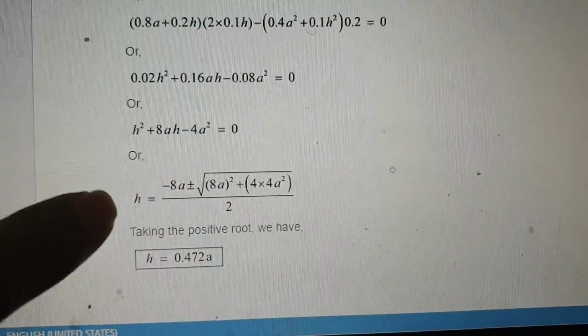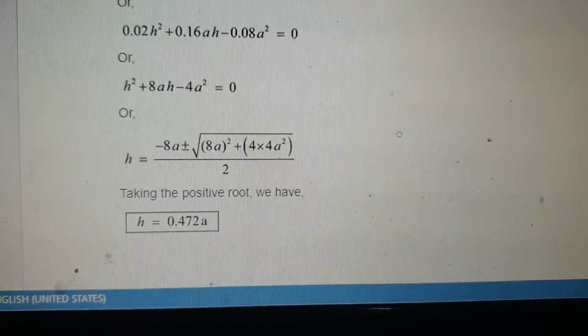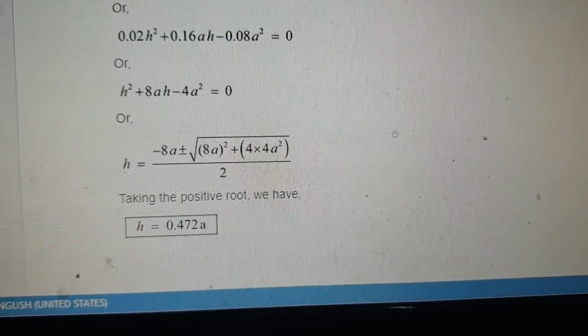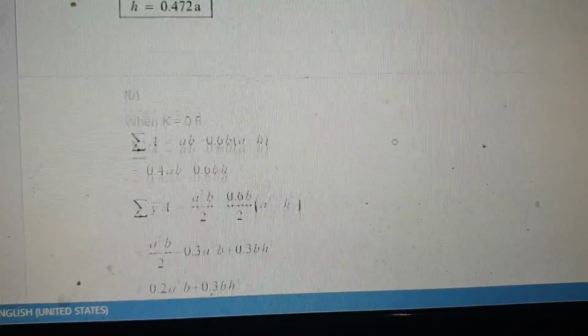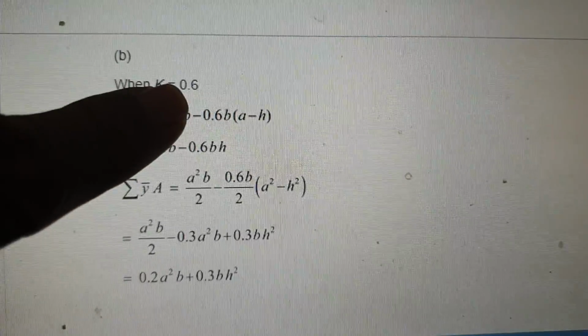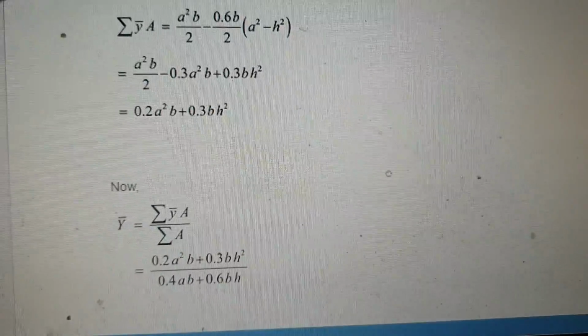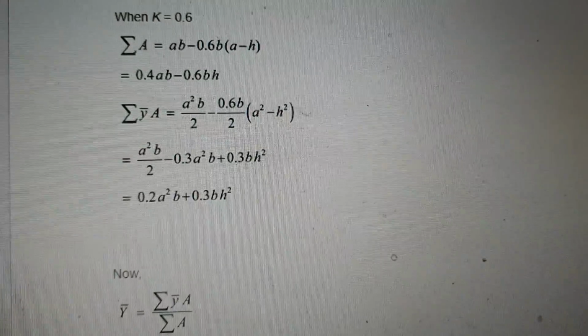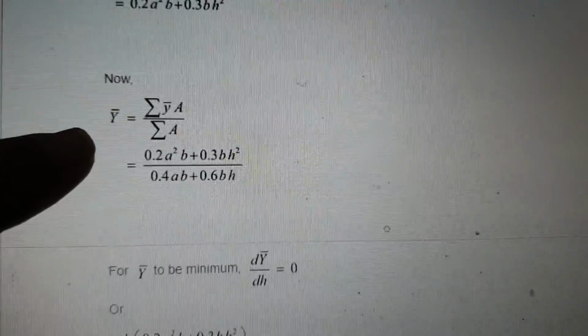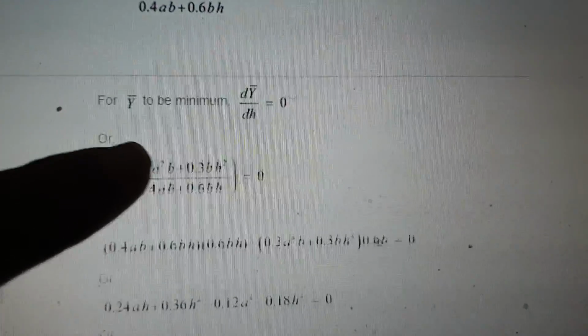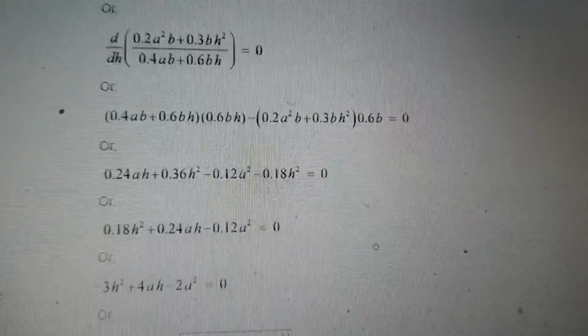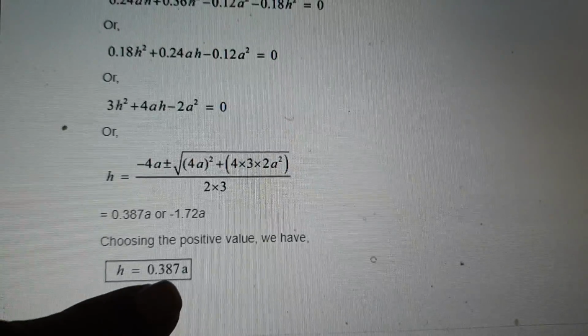Remember this from calculus? This is the quadratic equation. So we found h, okay? And we take only the positive root. You could apply the same thing for K of 0.6. You'll end up with, if you do the summation of area, summation of y bar A, finding the y bar, and then doing the same derivative, you will get the same thing. H is equal to 0.387.